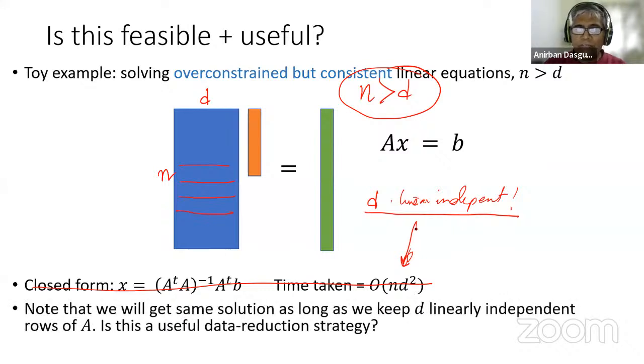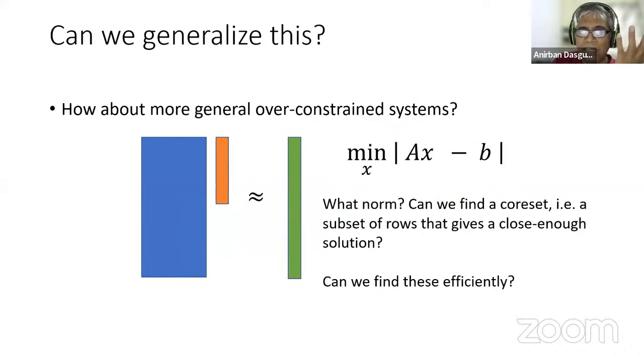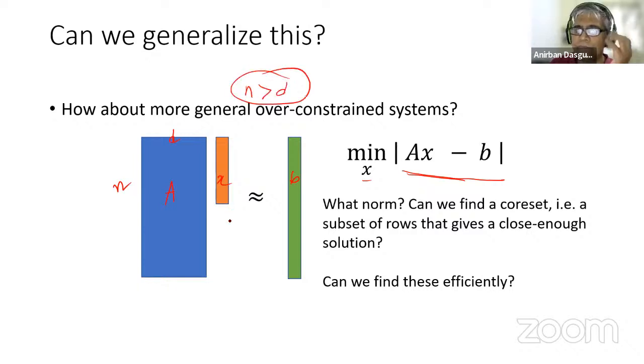Let's go even further. Can I generalize this? Let's generalize to a more general over-constrained system, where it might not be a consistent system. So now I have Ax minus b, and we're trying to find x that minimizes this error. We are still in the setup where n is much larger than d. Whatever the norm, I can use the 2 norm, I can use some other p norm, etc.